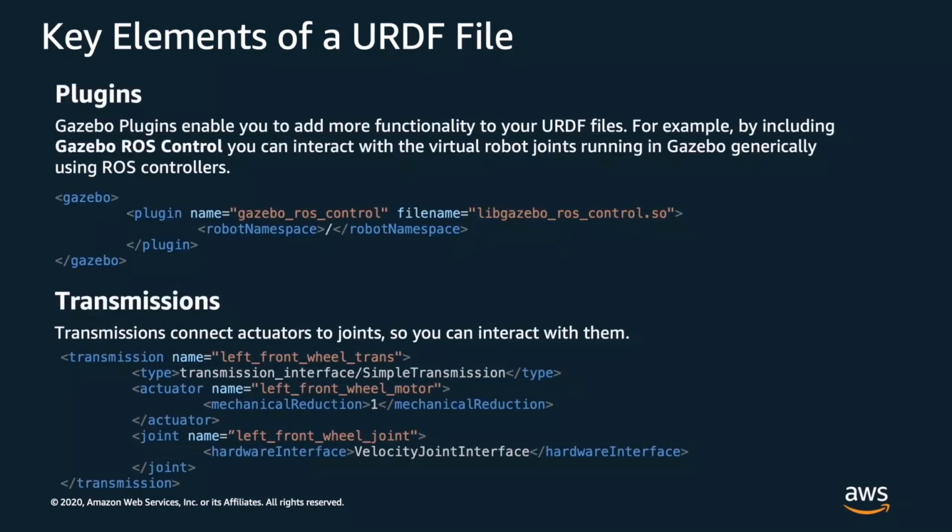In order to interact with your robot in Gazebo, you'll need to set up some virtual actuators. To do this, you can use ROS controllers by including the Gazebo ROS control plugin. This enables you to write your ROS application code and then interact with your URDF file and those links and joints that you had defined. Transmissions are the XML element that will actually connect these virtual actuators to the joints that are defined in your URDF file. In this code snippet, you can see a transmission that we set up for a left front wheel.